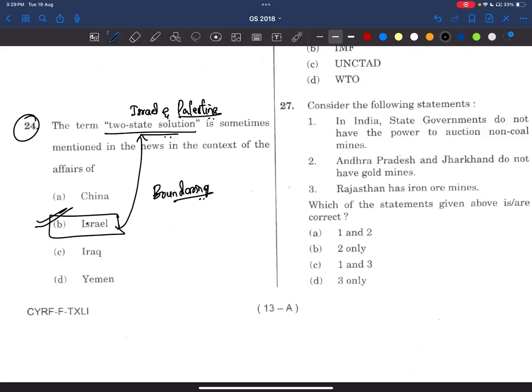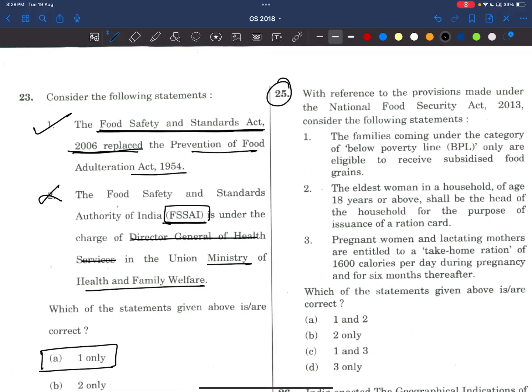Okay. Now, coming to the 25th question. With reference to the provisions made under the National Food Security Act 2013, consider the following statements. The families coming under the category of below poverty line only are eligible to receive subsidized food grains. No, friends. See here, this is the National Food Security Act. It is for all the citizens. It does not discriminate, but the percentage differs. The subsidy percentage will differ from people to people. So the first statement is wrong.